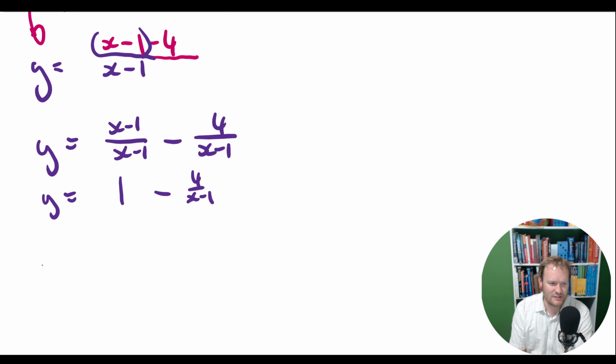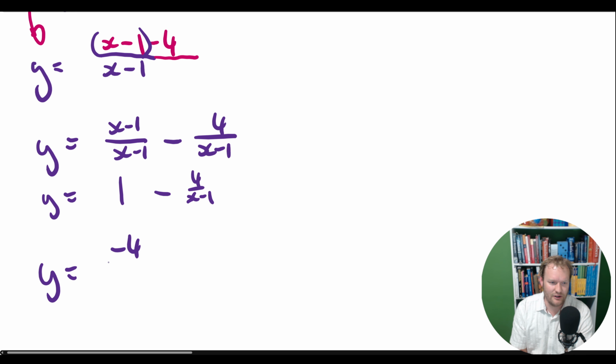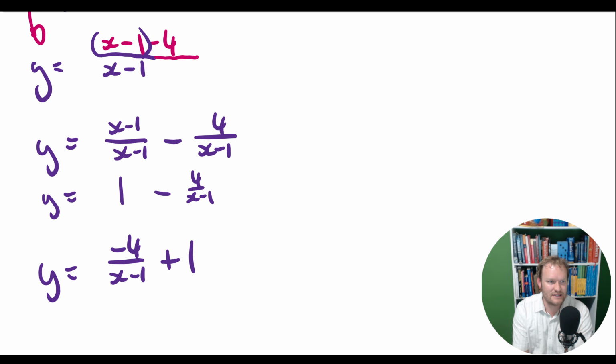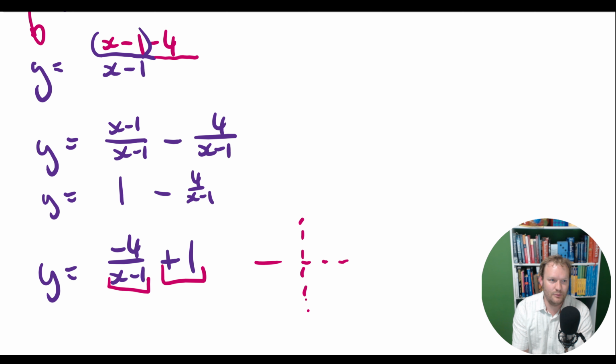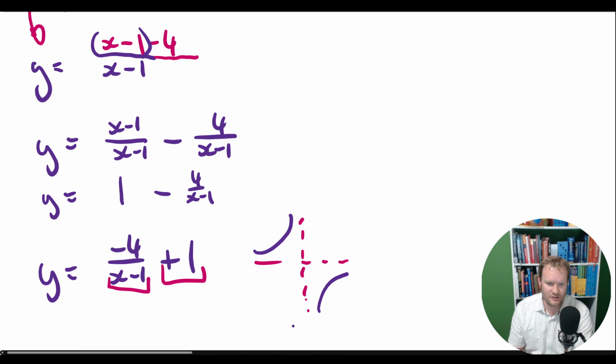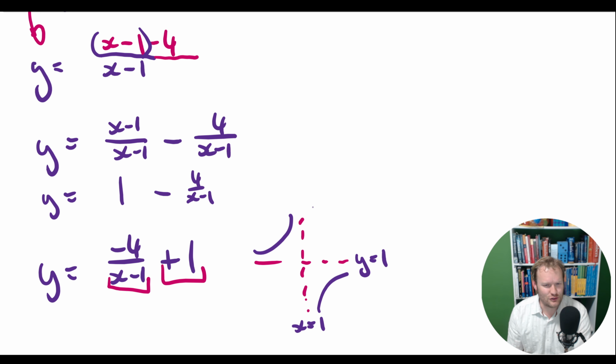Now, maybe as a last step, we just write this the other way around, so we have it in that form we're used to, plus 1, and now we can see more clearly that we have the one asymptote and the other asymptote, and it looks just like the hyperbola that we would expect. Right, it's going to be one of those, and we've got x equals 1 over there and y equals 1 over there.